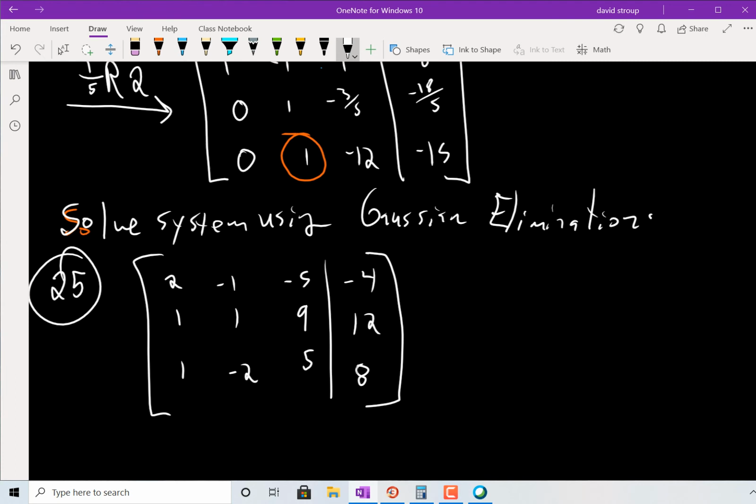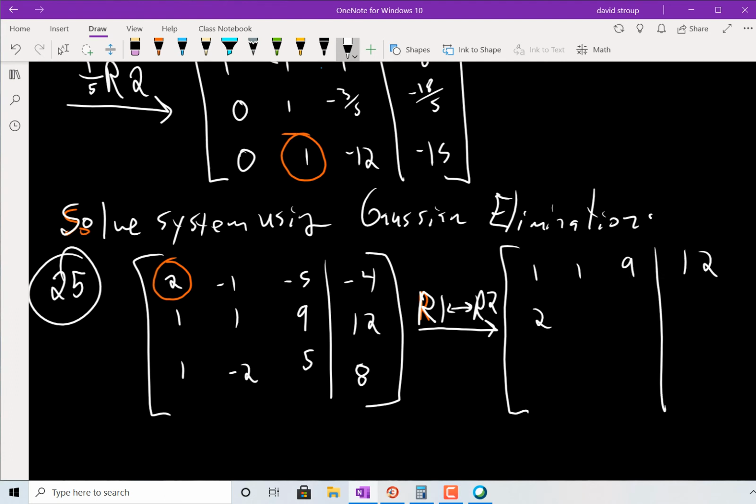Okay. Look, so my first job is to get a 1 in this position. Okay, you can multiply it by 1/2, but that's going to cause fractions. Sometimes you're going to have fractions, but let's avoid them if we can. So instead, let's do something easier, right? Let's just swap. Let's do a row swap between 1 and 2. So I'm going to swap row 1 with row 2. Okay, so that's easy enough. I just have row 1, 1, 9, 12. 2, negative 1, negative 5, negative 4, and then 1, negative 2, 5, 8.